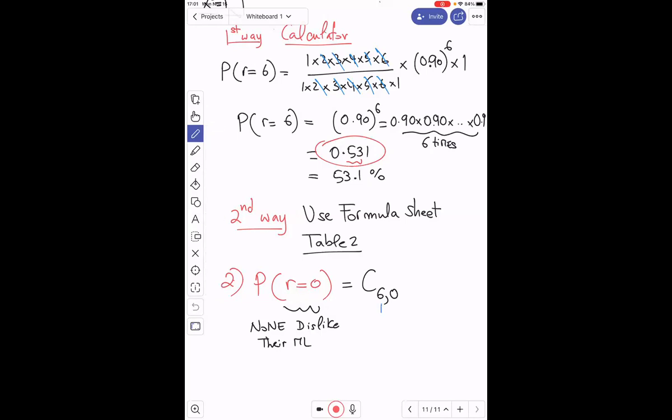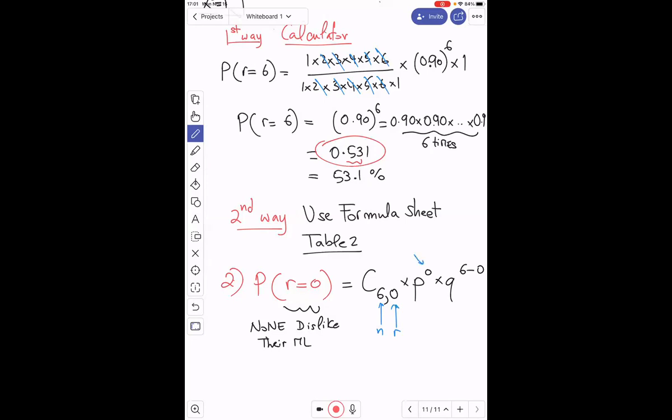Right, so this is your N. This is your R. So 6 choose 0 times P to the power R. That's 0, right? And then Q to the power N minus R. So that's 6 minus R. Sorry, 6 minus 0. So R is 0, as I said.